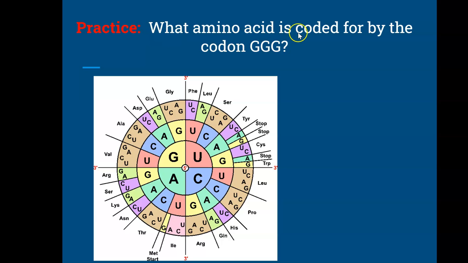So what amino acid is coded for by the codon GGG? How do I read this? I start off with the inner circle and I find G. My second letter corresponds with that second circle, and it's G, and then my third letter is a G. So when I go G, G, G, my first three parts of the wheel correspond to GLY, glycine.